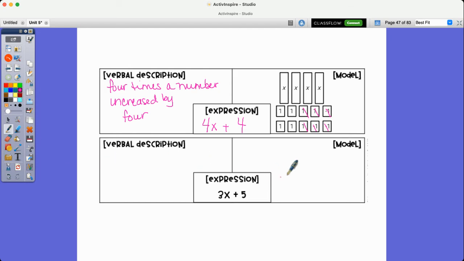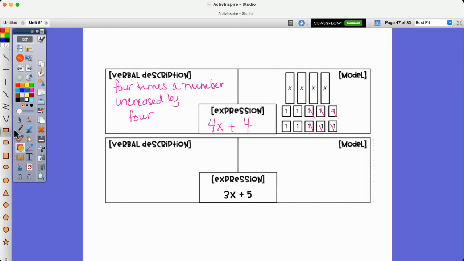Okay, so now we have to do this one. And they gave us the expression 3x plus 5. So we got to do some kind of model. So let me cheat because I draw no pictures. And so I have 3 x's. And maybe need some color on this. Let's do green. 1, 2, 3. They're supposed to be the same size, but it's all good.